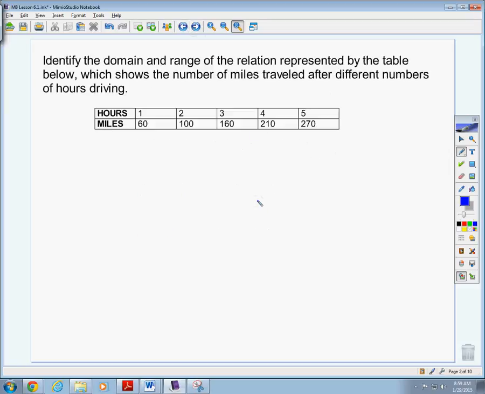This problem says identify the domain and range of the relation represented by the table below, which shows the number of miles traveled after different numbers of hours driving. Don't overthink this stuff. Remember, we're doing stuff we already know how to do. We're just using different terminology. So basically, we just have to identify the domain and range. The domain is all the inputs. Now, I normally said that was x values, but there's no x values here.